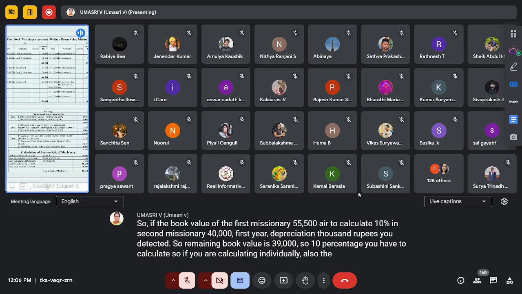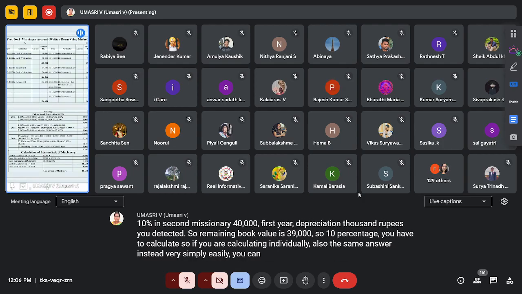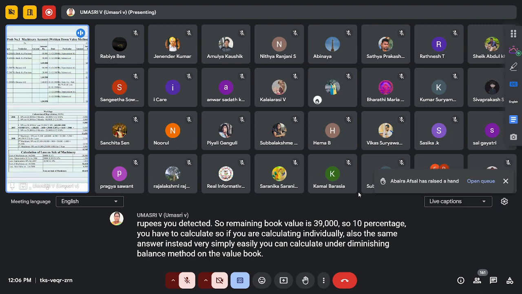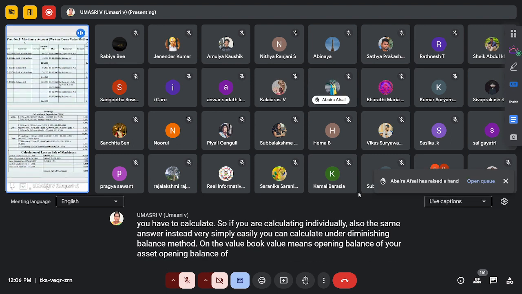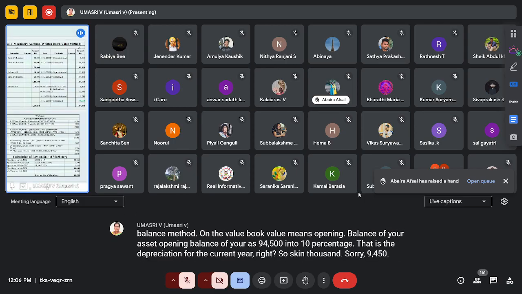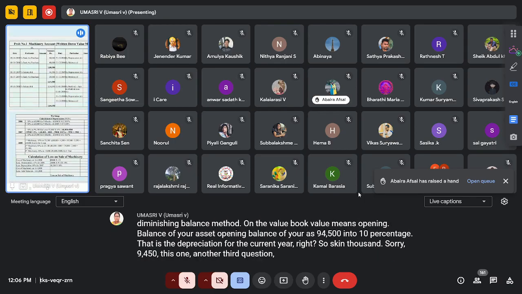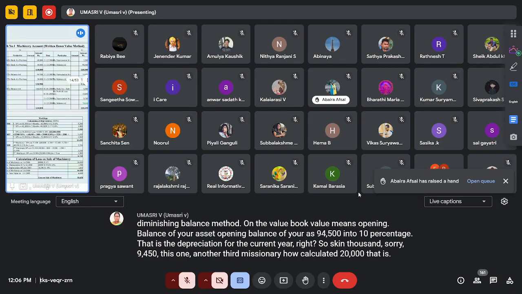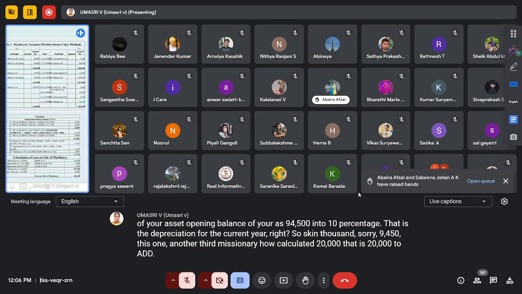Instead, very simply, easily, we can calculate under the diminishing balance method on the book value. Book value means the opening balance of your asset. Opening balance of your asset is 94,500 into 10%. That is the depreciation for the current year, right? So 9,450. For the third machinery you have calculated 20,000, that is 1,000 rupees you have to add with this.